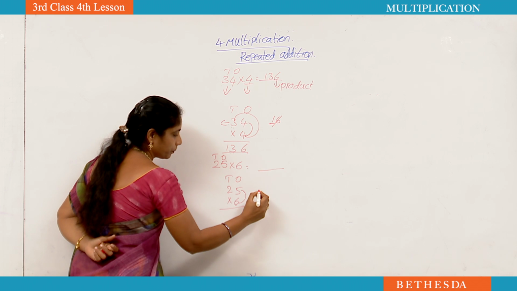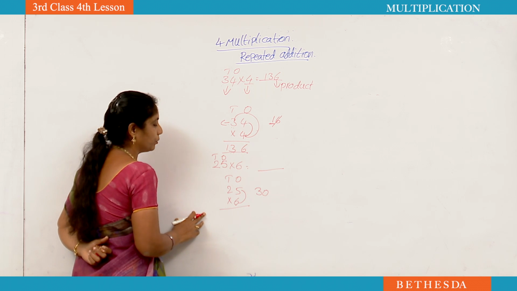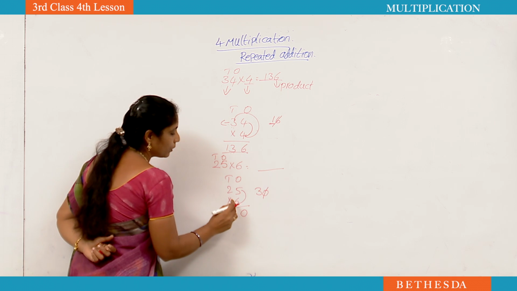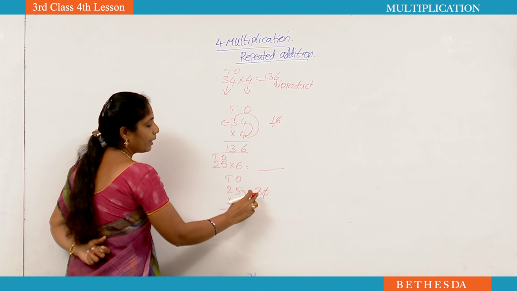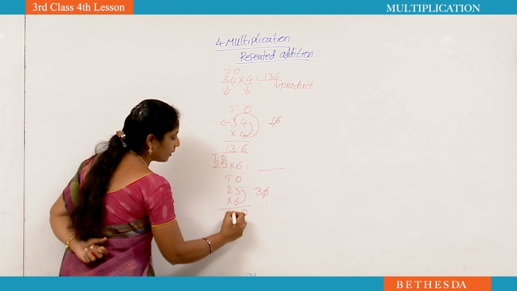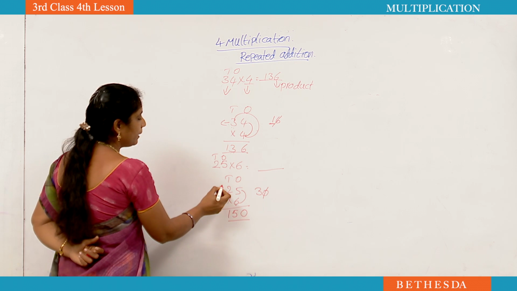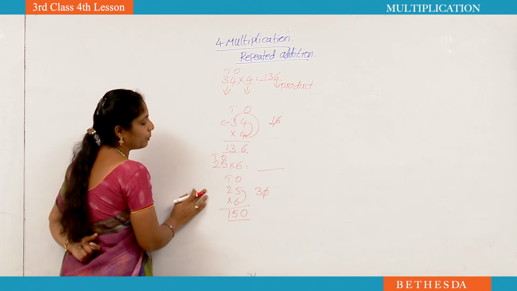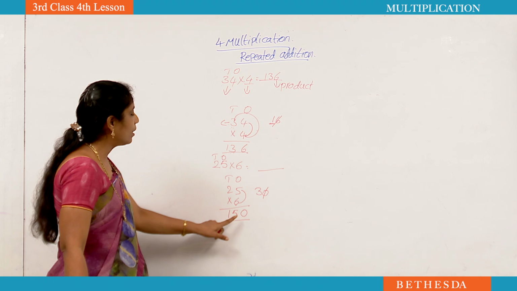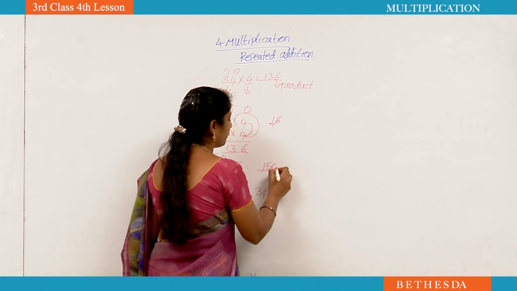6 5s are 30. In 30 how many digits are there? 2. That's why I wrote aside. Cut the ones place number and write down. 6 2s are 12. Here we left 3. 12 plus 3, 15. 15 I am writing down. Why? Because here we don't have a hundreds place number, that's why I am writing 2 digits down. Now what is the answer? 150. Like this we have to do multiplications.